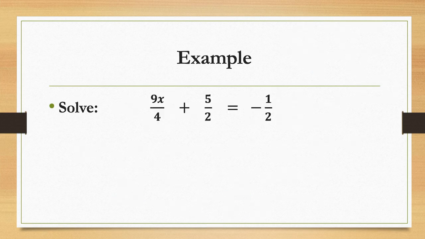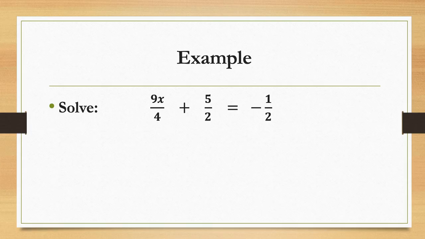All right, one other example that we're going to look at is an example where we have fractions. So we have the problem 9x over 4 plus 5 halves is equal to negative 1 half. For most of us, we would prefer not to work with the fractions. And so in order to get rid of the fractions, we're going to multiply each term in the equation by a number. And so we have to figure out what number we're going to multiply by.